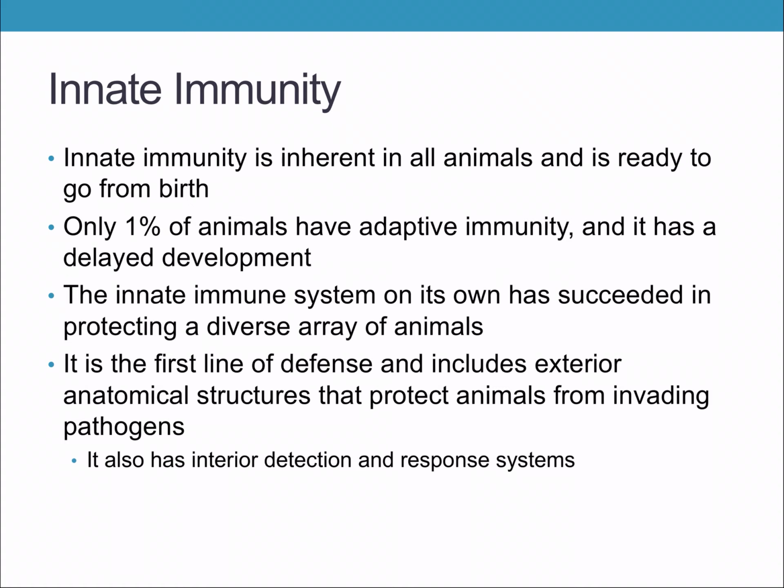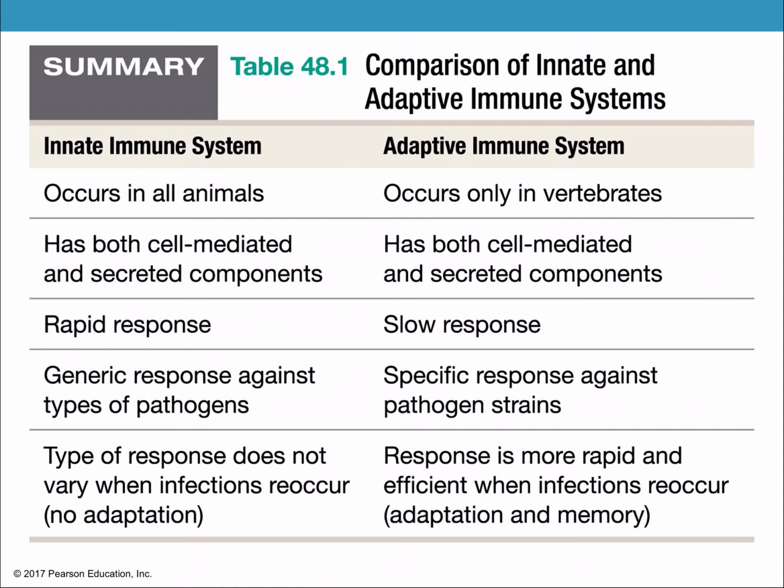The innate immune system on its own has succeeded in protecting a diverse array of animals. It is the first line of defense, and it really does work for most animals fairly well. Exterior anatomical structures that protect the animals from invading agents are examples of innate immunity, but there's also an interior detection and response system, and we'll look at some of those things as well. Here's a nice side-by-side comparison of adaptive and innate immunity. All animals have innate immunity, but only some vertebrates have adaptive immunity. In innate immunity, there are cell-mediated and secreted components, which we'll talk about. Same thing in adaptive.